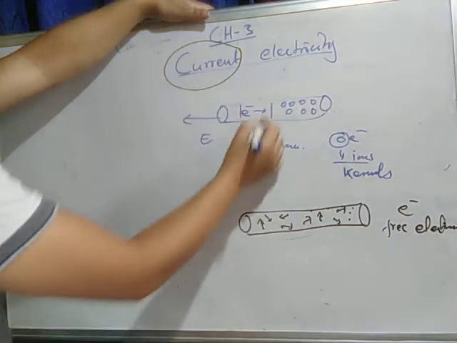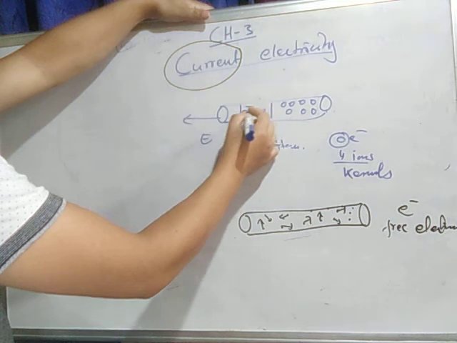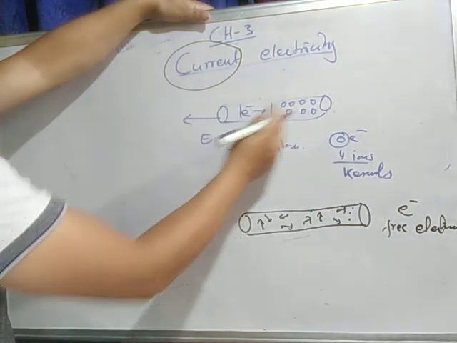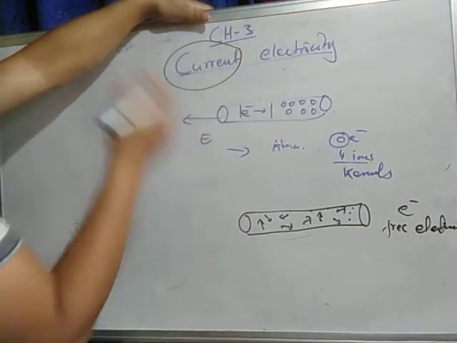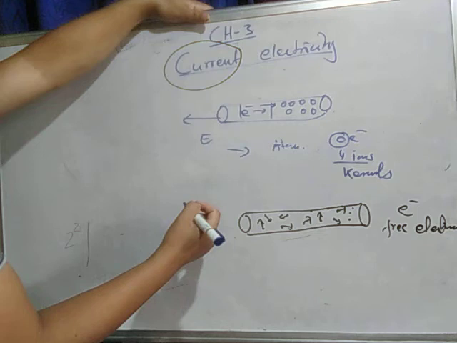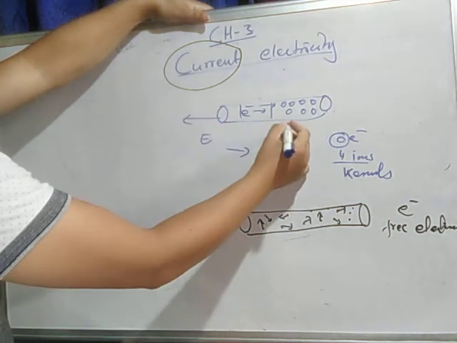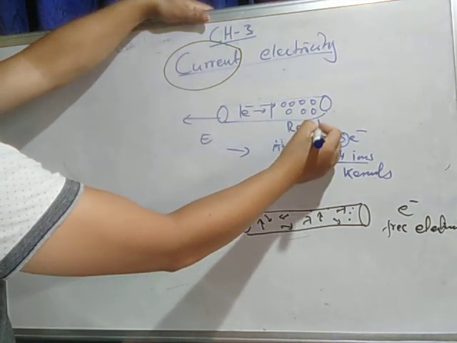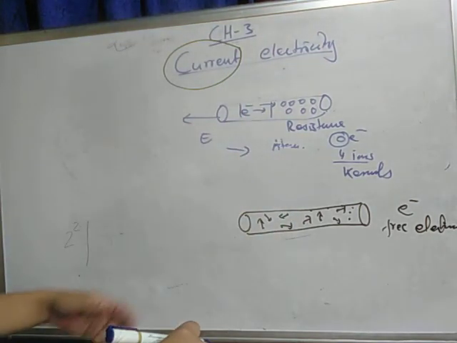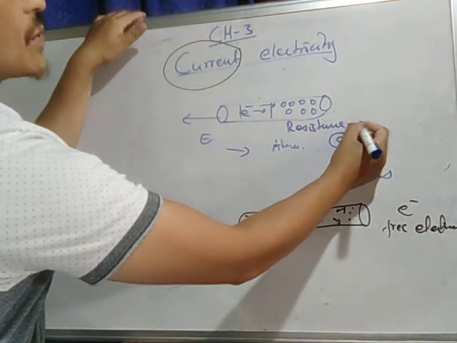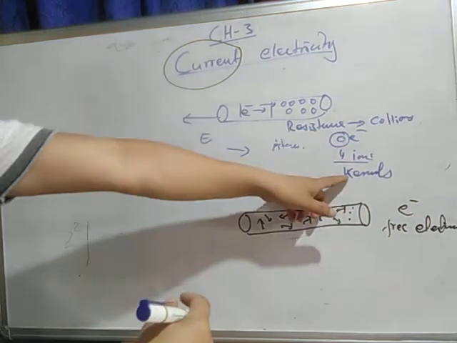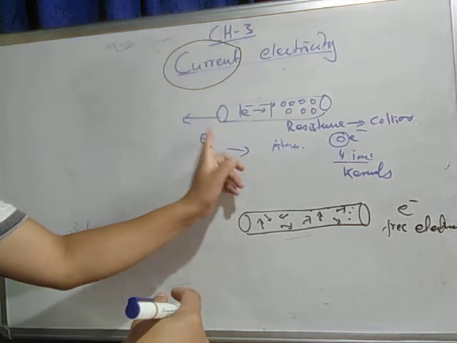Whenever you apply an electric field, the electron has to cross the kernels, so obstacles are there, isn't it? And it has to collide with these obstacles. That collision is called resistance. It is not a new topic, you have read it in class 10 too. You know resistance. Resistance is due to what? Due to collision between kernels and electrons whenever you apply the electric field.